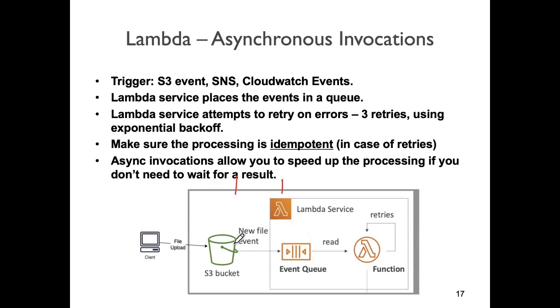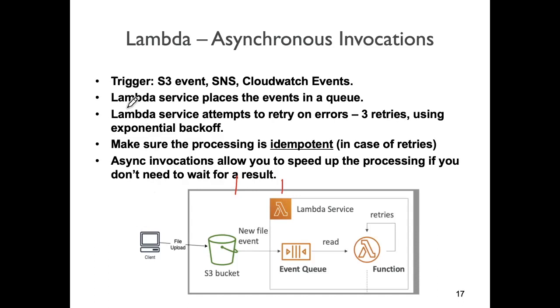But either way, it's an example of this asynchronous model, and I've explained why it's asynchronous. It's asynchronous relative to the client on the extreme left. So the Lambda service up here, I'm saying the Lambda service places the events in a queue. It will invoke, it will trigger your Lambda, and the Lambda will process a batch of events from the queue.